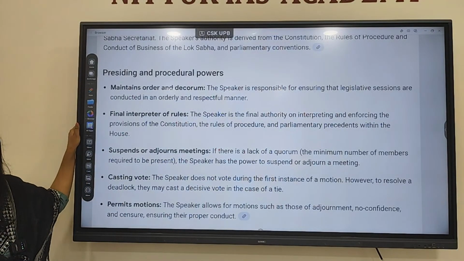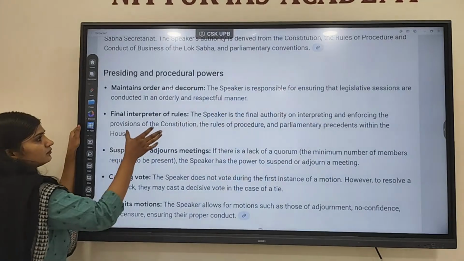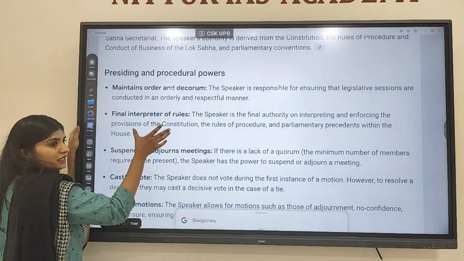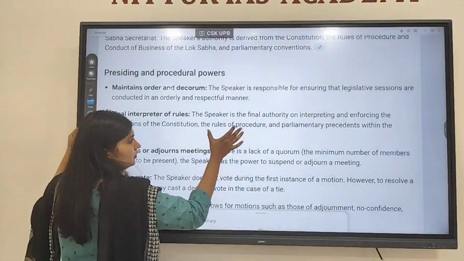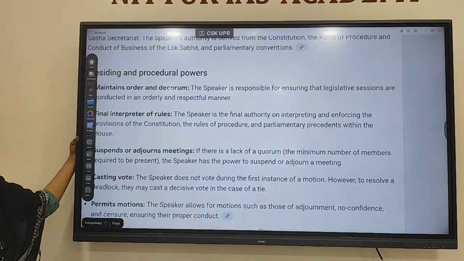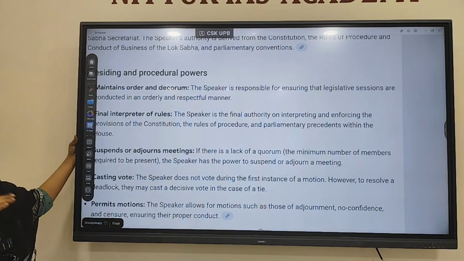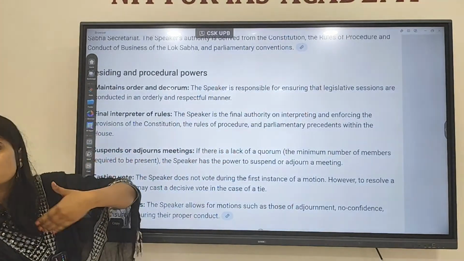The duty of Speaker is of three types. One is he should maintain the law that is mentioned in the constitution, and also he should act according to the rules of procedure and conduct of business of Lok Sabha. There is a rules of procedure, they should act accordingly with the rules of procedure and also the parliamentary precedence.